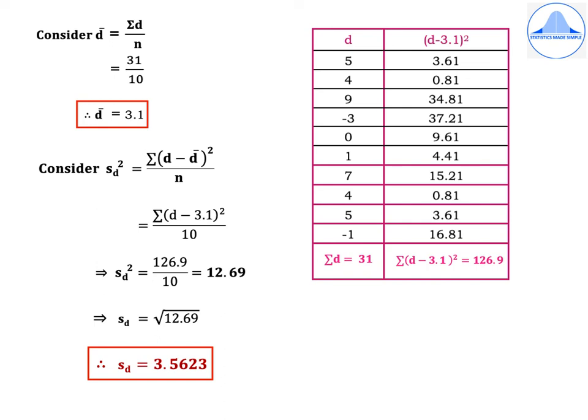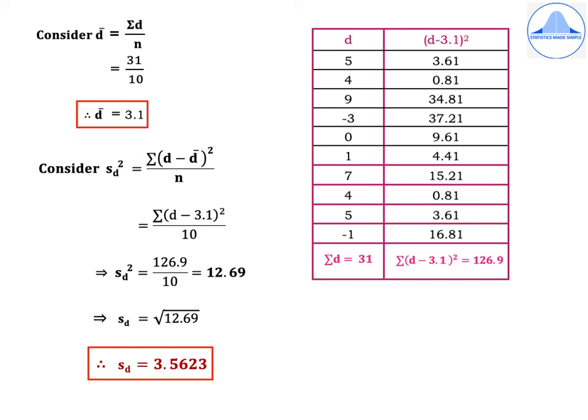On the right hand side of the slide, we have formed a table where in the first column you have the d values, that is 5, 4, 9, minus 3, 0, 1, 7, 4, 5, minus 1. So you get summation d equal to 31. Substituting in d bar, we get d bar equal to 31 divided by 10. Therefore, d bar is equal to 3.1.